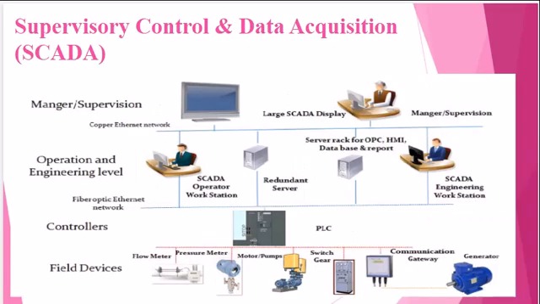Supervisory control and data acquisition, SCADA. SCADA systems monitor and control industrial processes, including steam systems. SCADA collects real-time data, enabling operators to optimize system performance and troubleshoot remotely. It's essential for managing boiler performance, pressure, and temperature, enhancing efficiency and safety in steam systems.